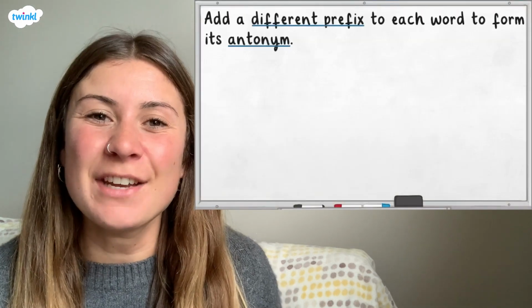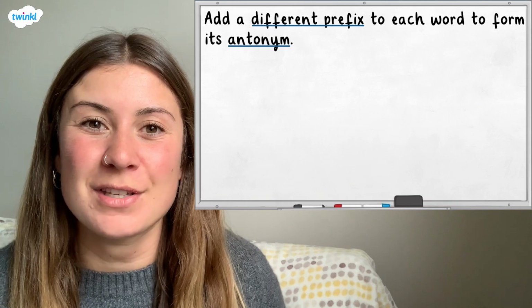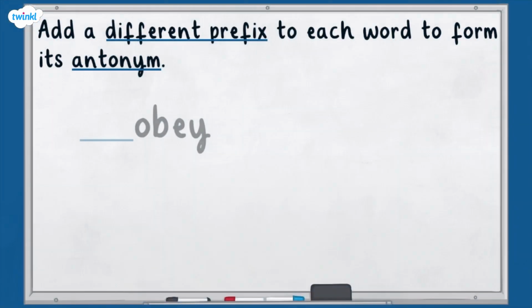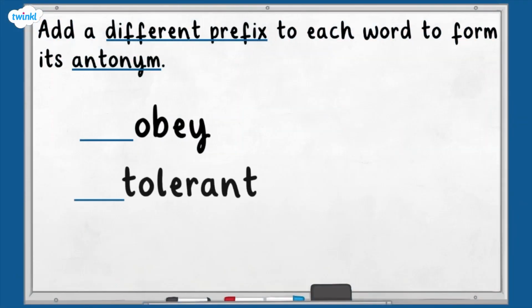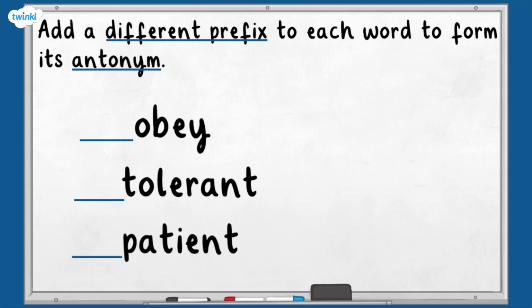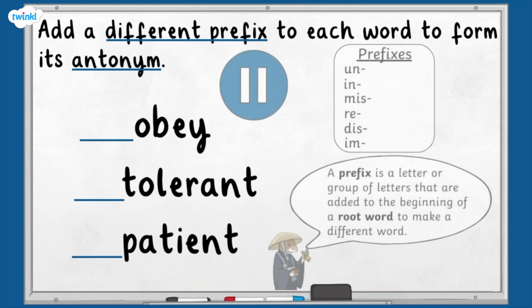Here's the next question. See if you can work out the correct answers. Add a different prefix to each word to form its antonym. Obey, tolerant, patient. Pause the video here and have a go at answering the question. You might like to use a whiteboard or a piece of paper, or you might just want to say your answer out loud. Top tip, try saying the answers out loud to see if they sound right.